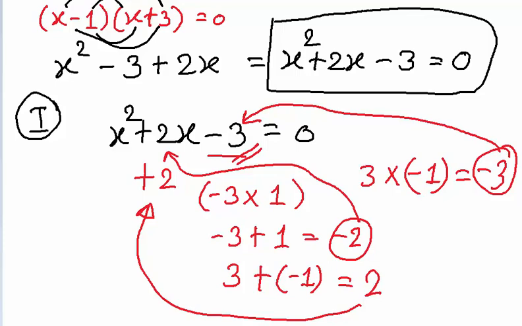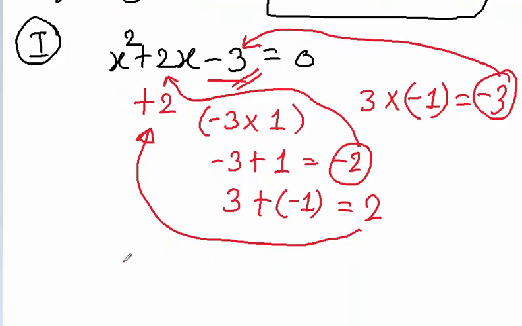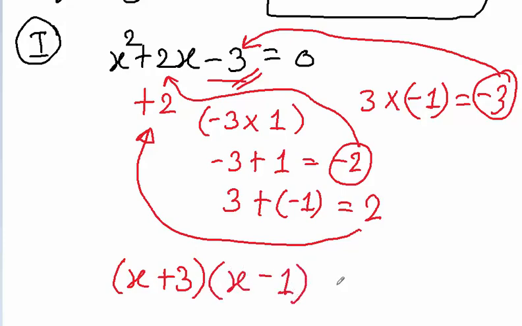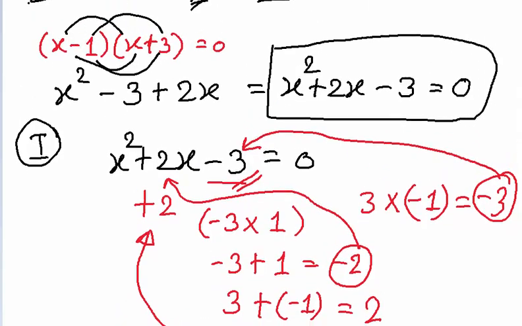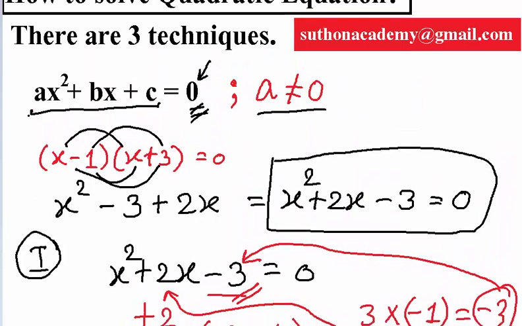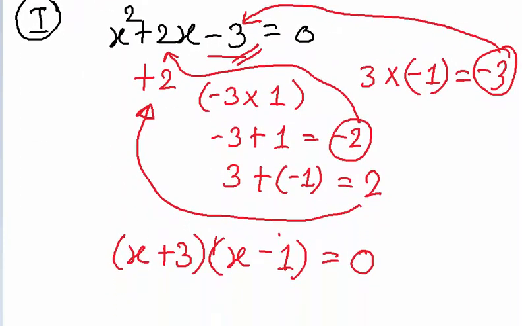So you know the factors now. The factors are x plus 3, x minus 1 equal to 0. You check again, 3 multiplied by minus 1 is minus 3, right? 3x added to minus x is equal to 2x. So that means this is the right way. So we check at the top again, x minus 1, x plus 3.